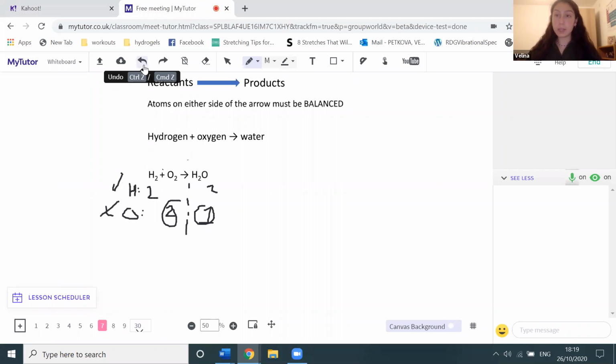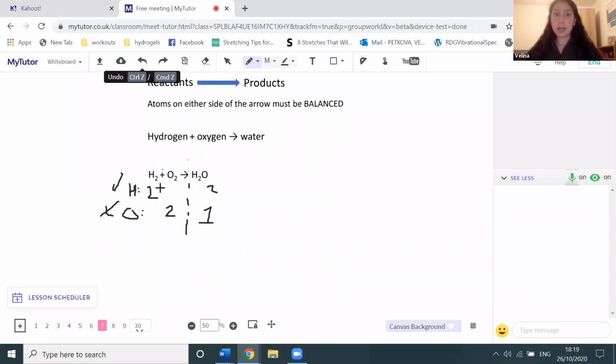And because the number of atoms must be the same on either side, we must balance this equation. Okay, so let's start here, right? To get from 1 to 2, we're just going to multiply the oxygens by 2.